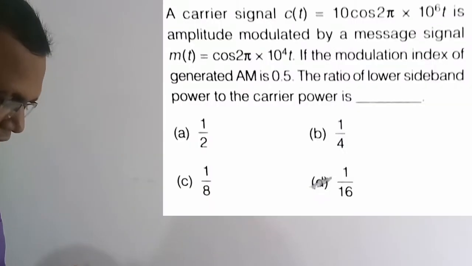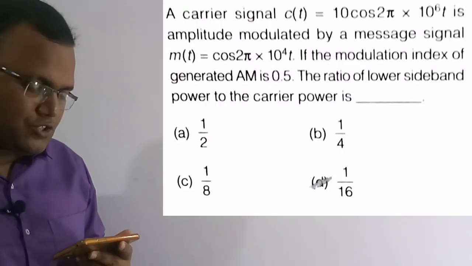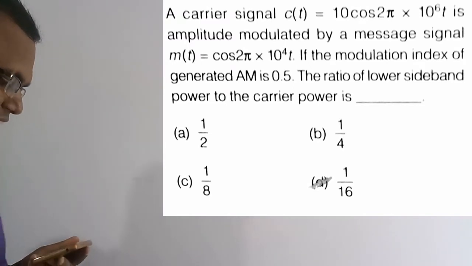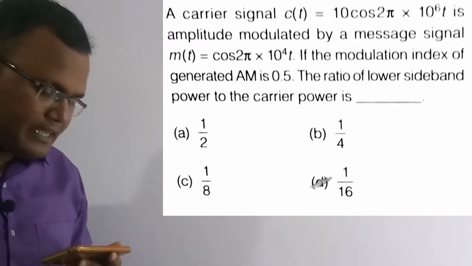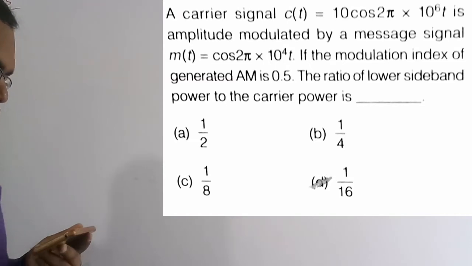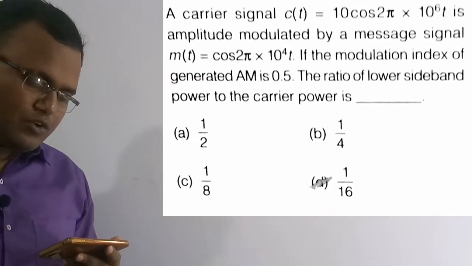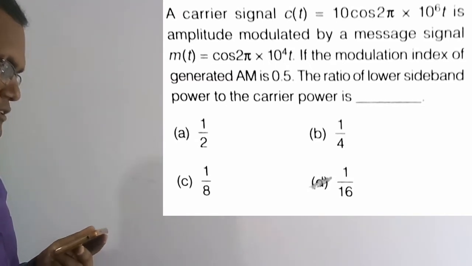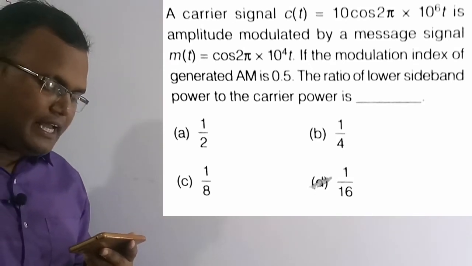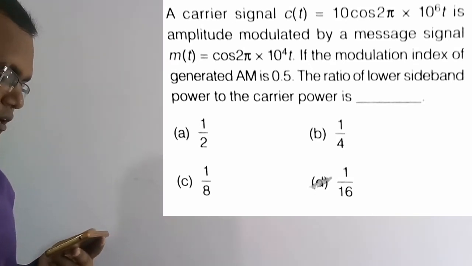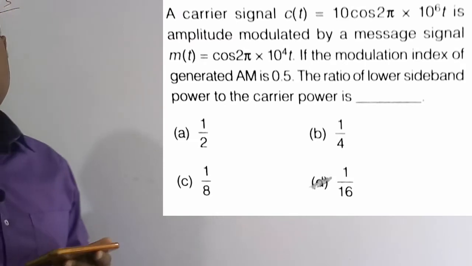So now we are going to solve the third question. See the question here. A carrier signal c of t is equal to 10 into cos 2 pi into 10 to the power of 6 t, amplitude modulated by a message signal m of t is equal to cos 2 pi into 10 to the power of 4 t. If the modulation index of the generated AM is 0.5, the ratio of the lower sideband power to the carrier power we need to figure out.